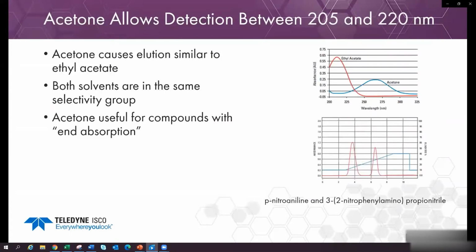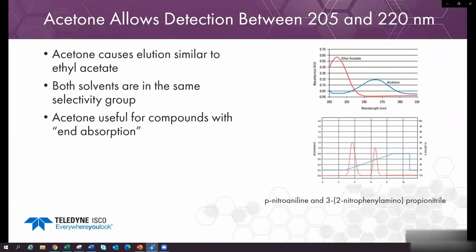If your compound has absorption from 200 to 225 nanometers, you can replace ethyl acetate with acetone. They are in the same solvent selectivity group, and acetone is miscible with hexanes also.